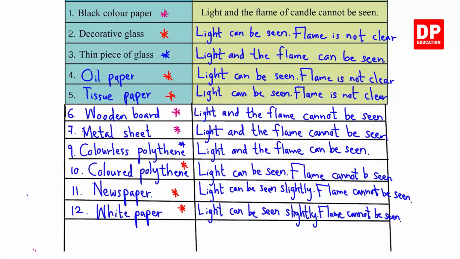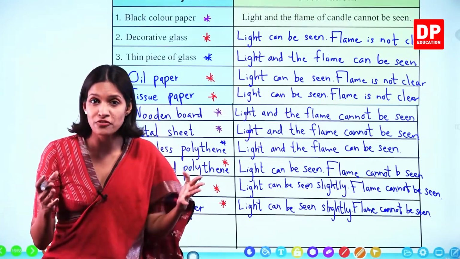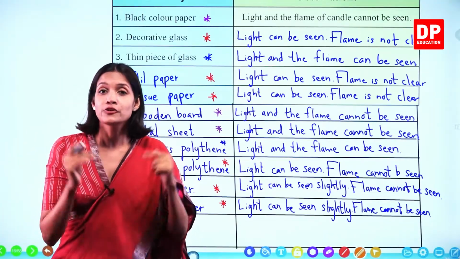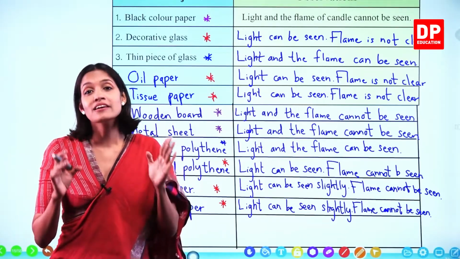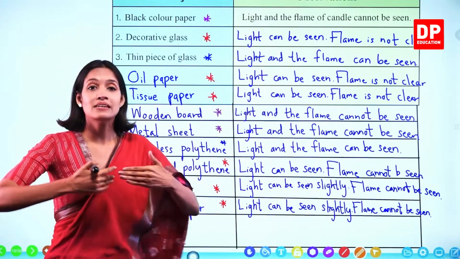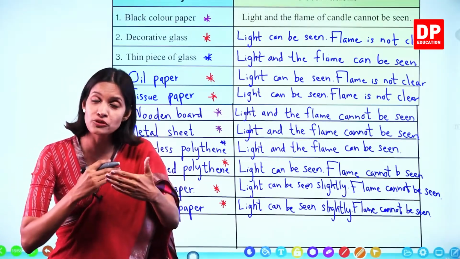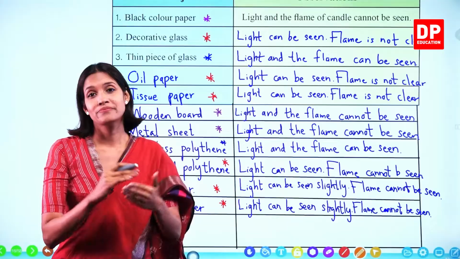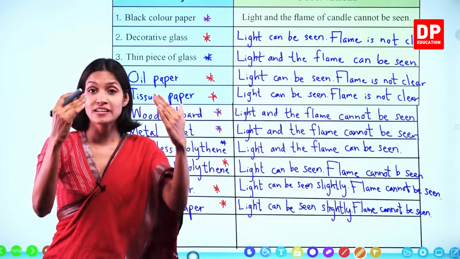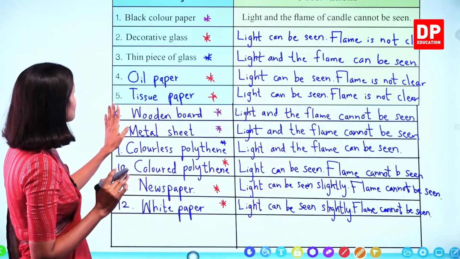So first we'll take these blue stars, colorless polythene and thin piece of glass. There when you look through these type of materials, you can see the other side very clearly. So when it comes to the candle, you can see both the light and the candle flame very clearly. That is because these type of materials let light pass through them very easily. Therefore, light passes through these materials very well. Right? That is why we can see through these materials clearly. Understand? We'll take the second example.